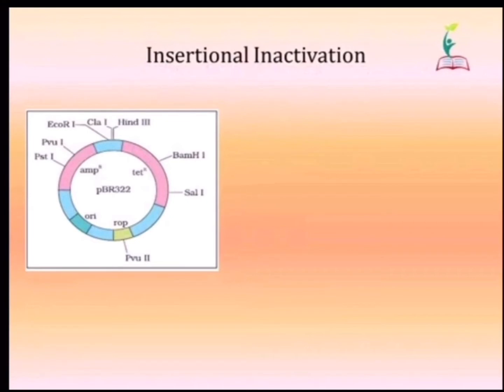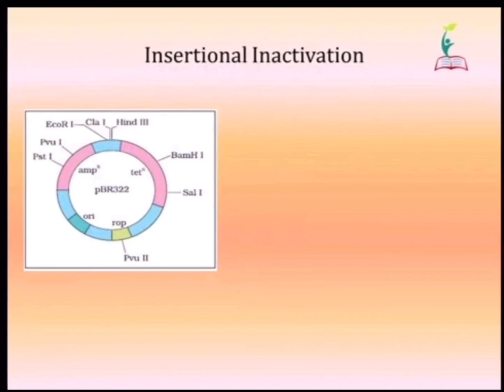Whereas in between these two resistance genes, you can see three more restriction enzyme recognition sites, that is for enzymes ECOR1, CLA1, HIN-D3 and down you can say one PVU2. So there are a total of 8 recognition sites for 8 different restriction enzymes.